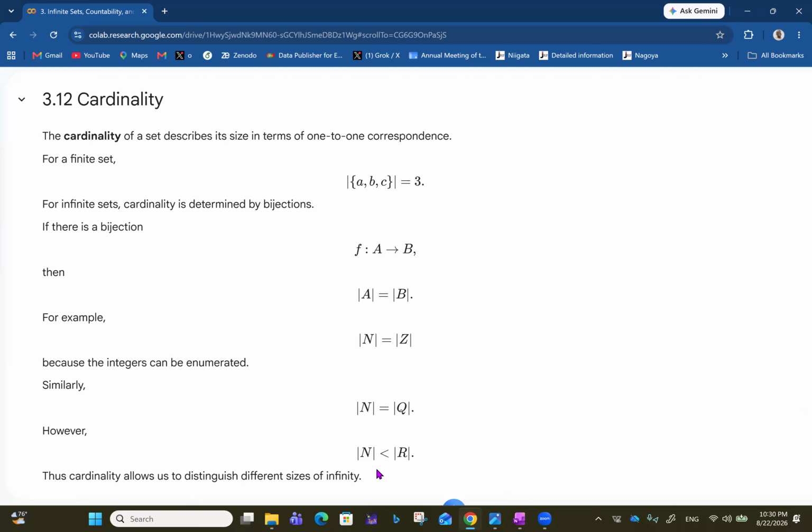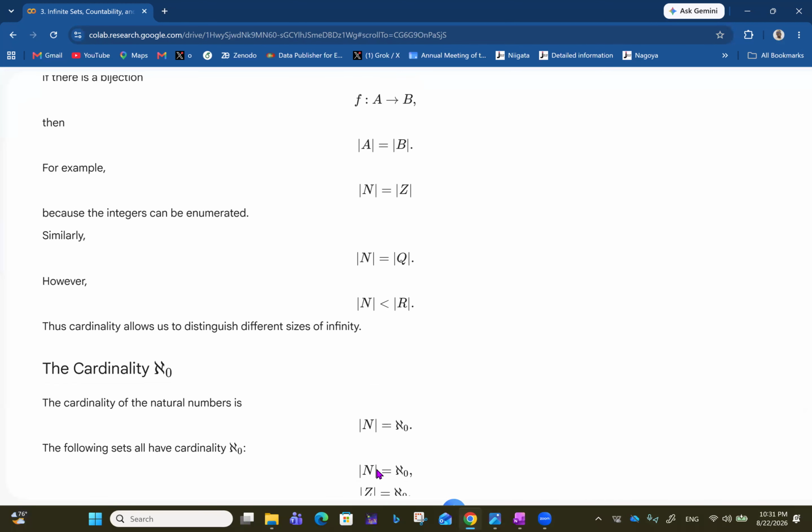So, for instance, the cardinality of the set of real numbers is higher than that of the set of natural numbers, integers, rationals, odd natural numbers, and even natural numbers, like that.